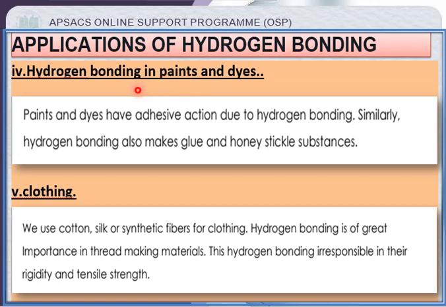Clothing. We use cotton, silk or synthetic fibers for clothing. Hydrogen bonding is of great importance in thread making materials. This hydrogen bonding is responsible for their rigidity and tensile strength.